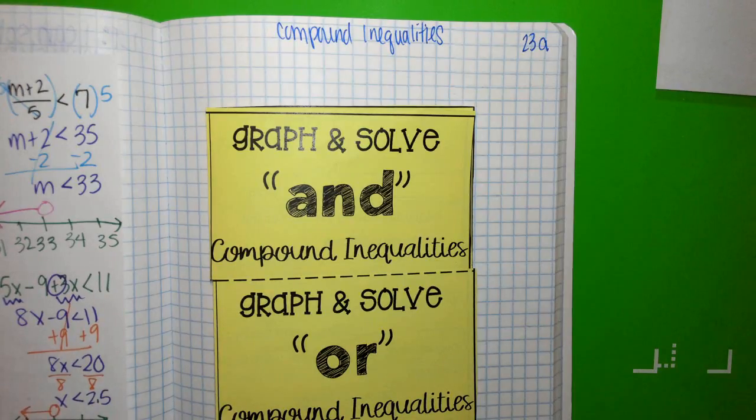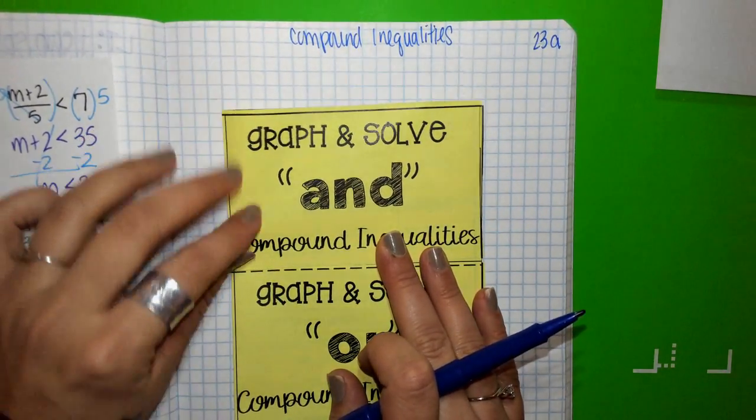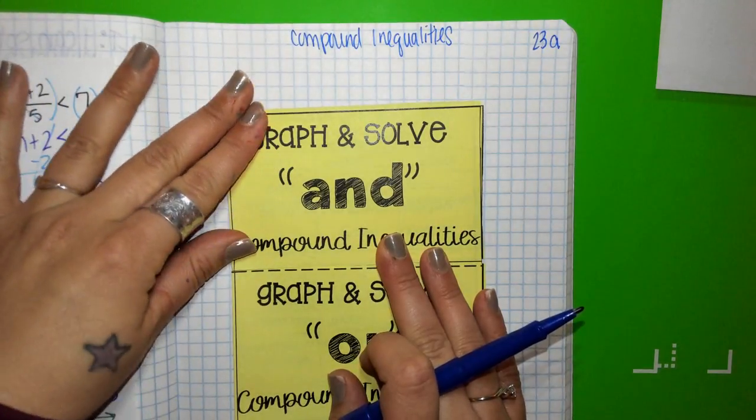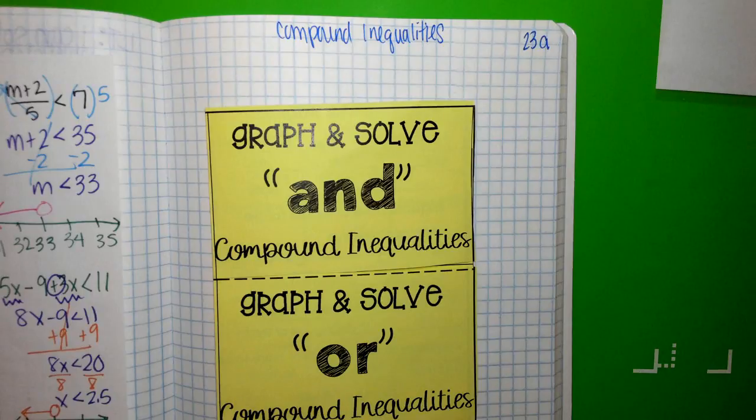Alright, so today we're going to talk about compound inequalities. So we just said that compound means two, or combining. So how many inequalities do you think we would have? We would have two inequalities.